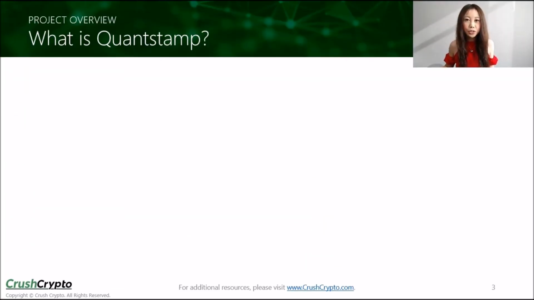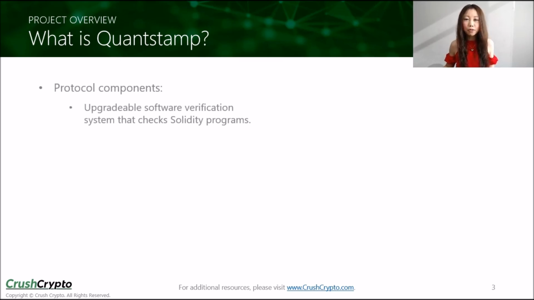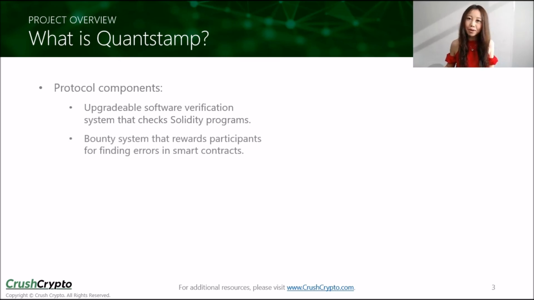Quantstamp's security verification protocol consists of two parts: an automated and upgradable software verification system that checks Solidity programs, and an automated bounty payout system that rewards human participants for finding errors in smart contracts.